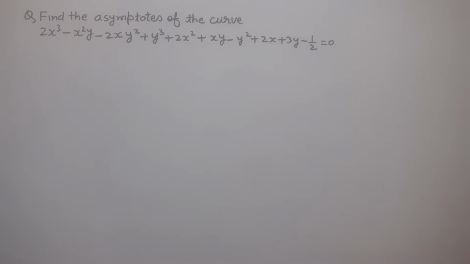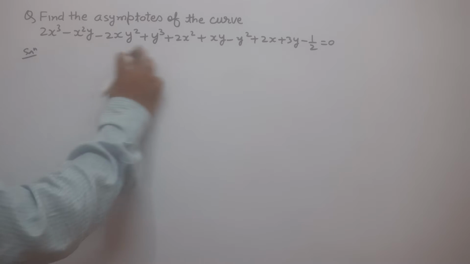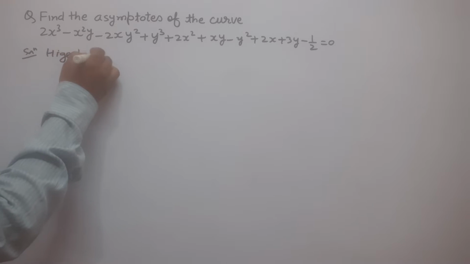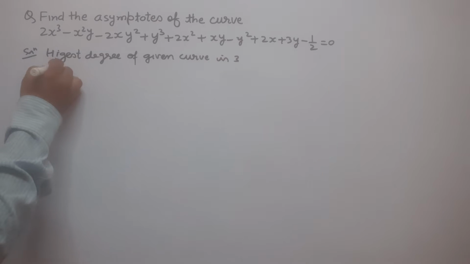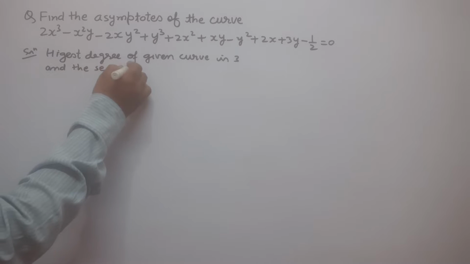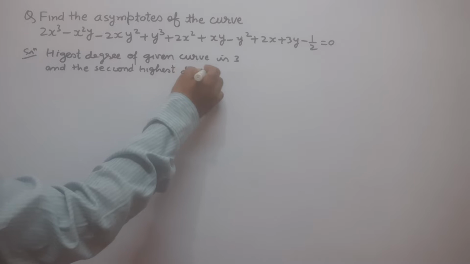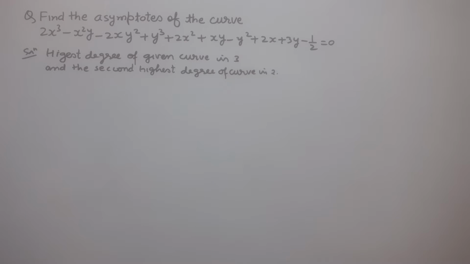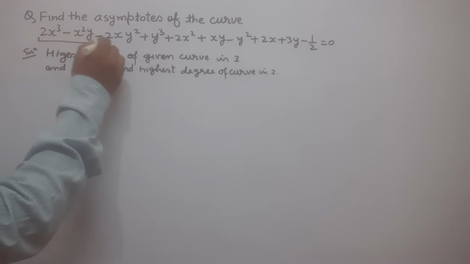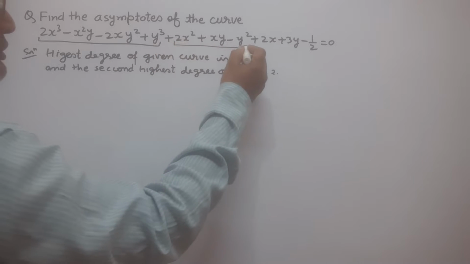Here we can see that the highest degree of this algebraic curve is 3 and there are 4 terms of degree 3, whereas there are 3 terms of degree 2. So the highest degree of the given curve is 3 and the second highest degree of the curve is 2. There are 4 terms of degree 3 and 3 terms of degree 2.